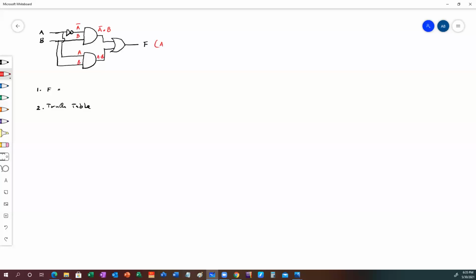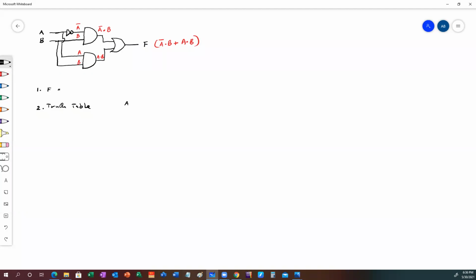A bar and B for A and B. This is the final output. Right? This is what you get. Right, truth table.